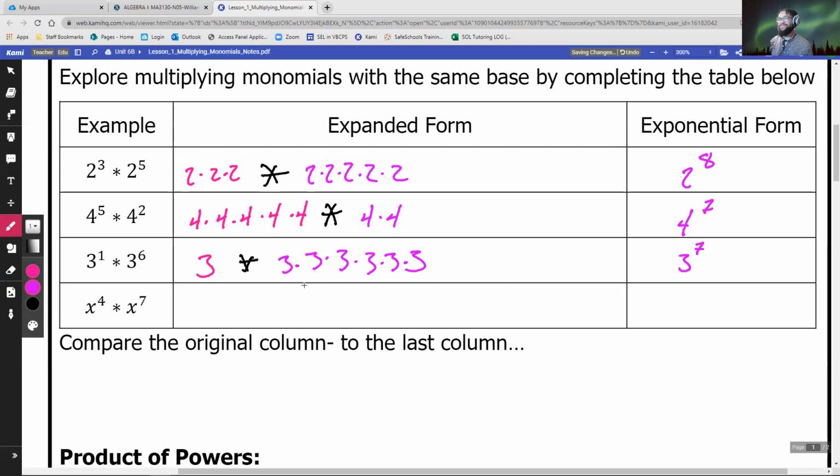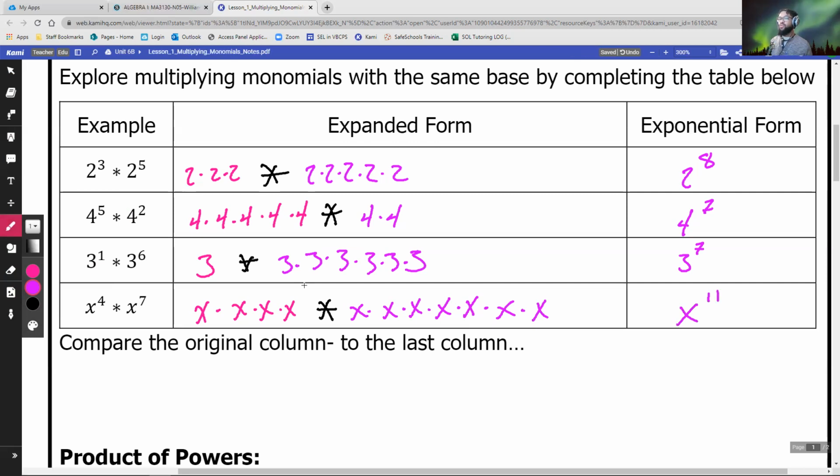All right, and then we have a variable. The same rule applies for the variable. We have x to the 4th, so that'll be x times x times x times x times x times x times x times x times x. 1, 2, 3, 4, 5 times x times x. If we count all these together, we end up with x to the 11th.